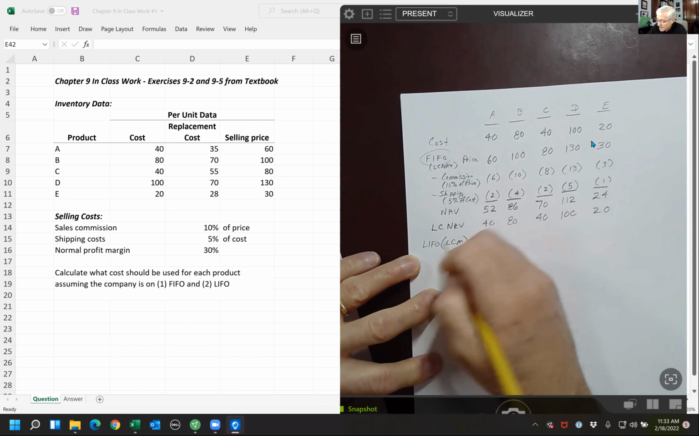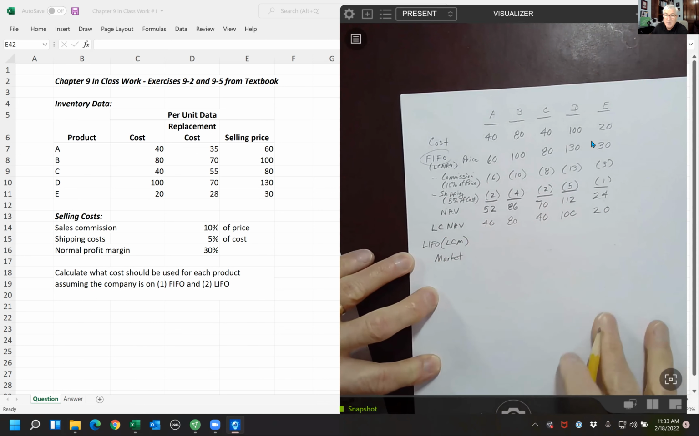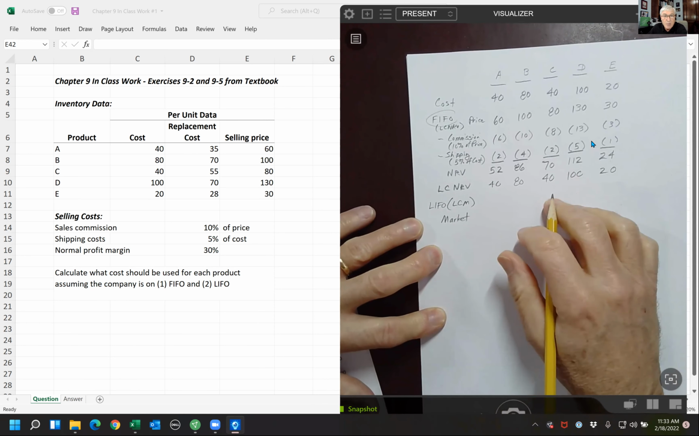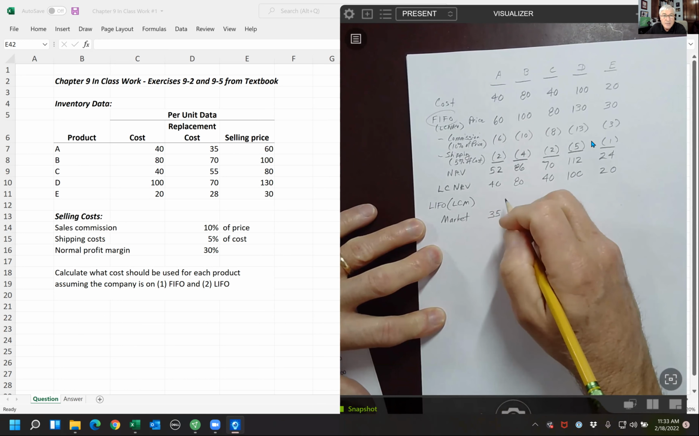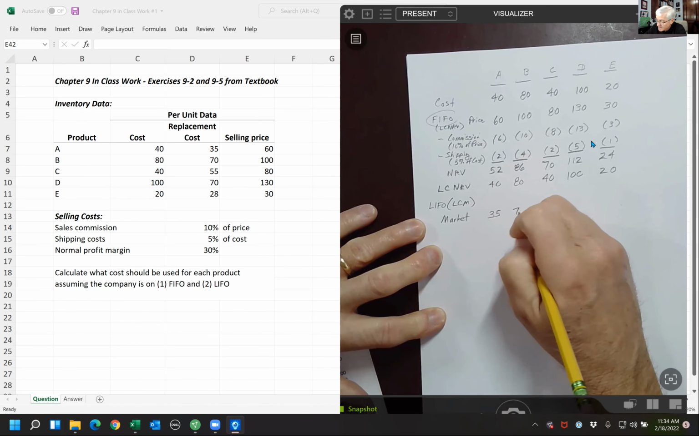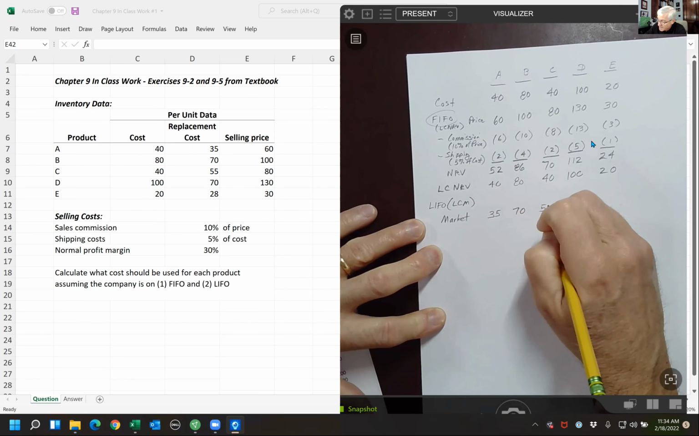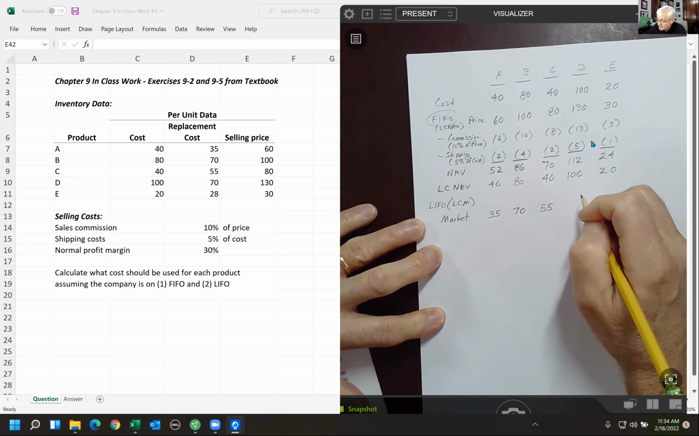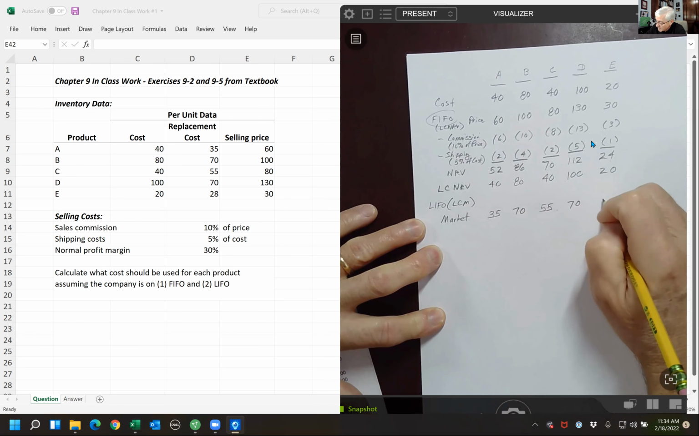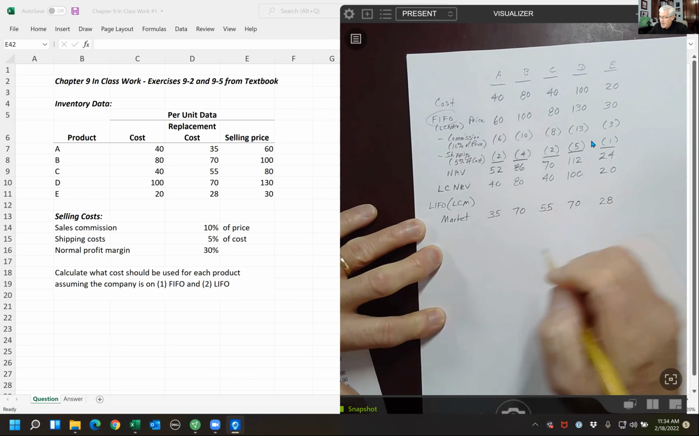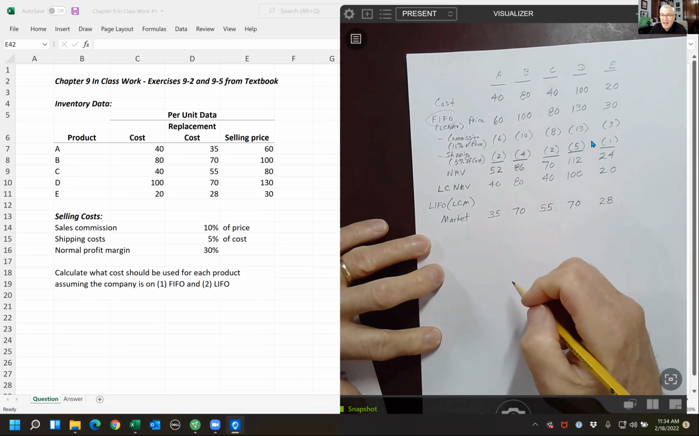What's the... we'll see here, this gets a little bit more complex. So the market is the replacement cost, and that's 35, 70, 55, 70, or 28. And now we've got to go calculate the ceiling and the floor.